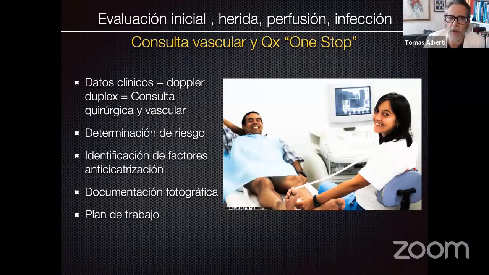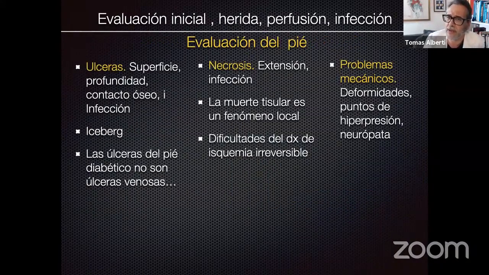Entonces, ¿qué es lo que nosotros vamos a ver desde el punto de vista de observación, palpación, etcétera? Vamos a ver 3 cosas que nos interesan: las úlceras, la necrosis y los problemas mecánicos, ya que del flujo vamos a continuar hablando después. En cuanto a las úlceras, nos interesa su superficie, su profundidad, si hay contacto óseo y qué tanta infección hay. Hay que recordar que las úlceras son como el iceberg.